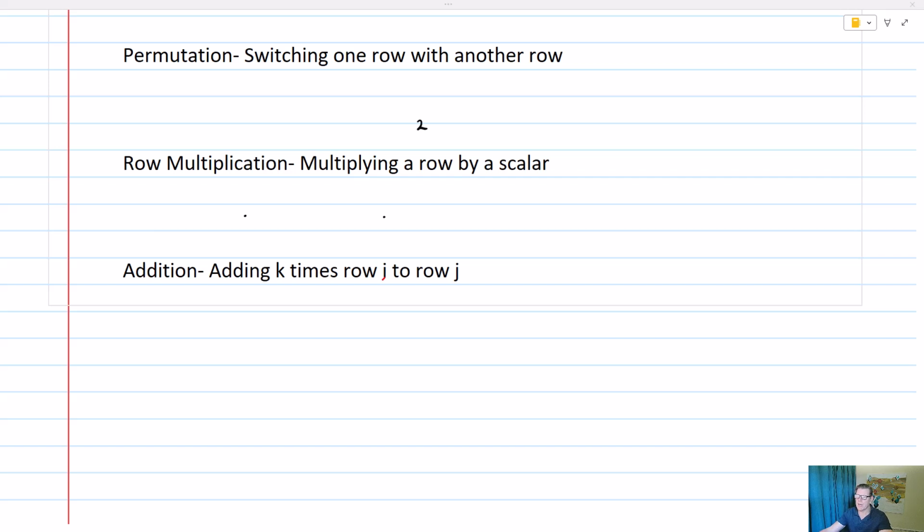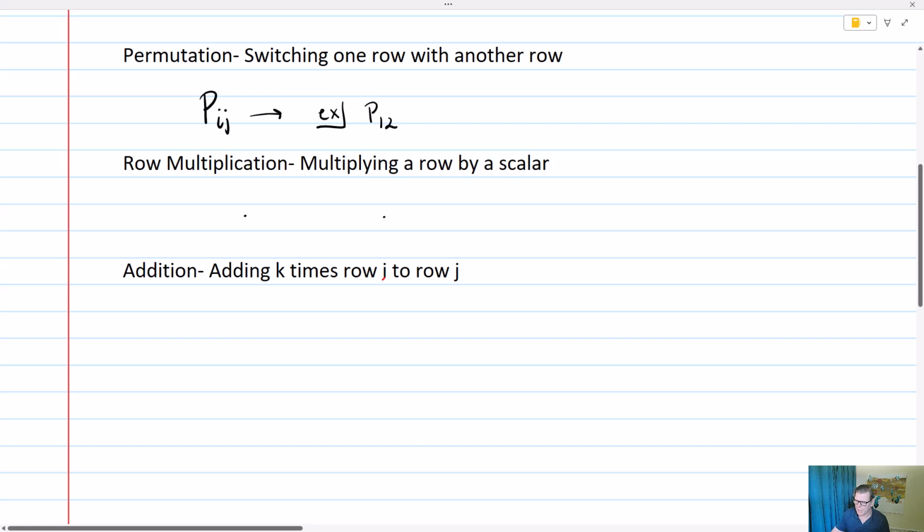A permutation is going to be switching one row with another, and we're going to represent that as Pij. Pij basically means we're going to switch the ith and the jth row. An example of this would be P12, where we switch the first and the second rows. Okay, just do that permutation. The second is going to be row multiplication, where we multiply the ith row by a scalar k.